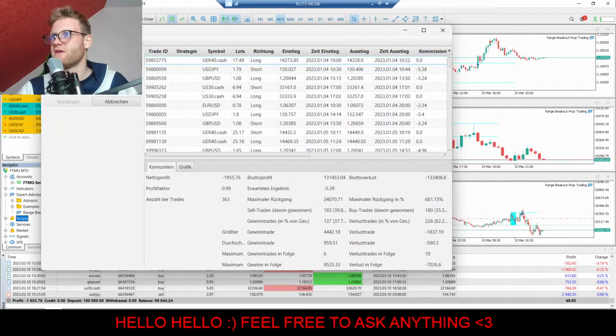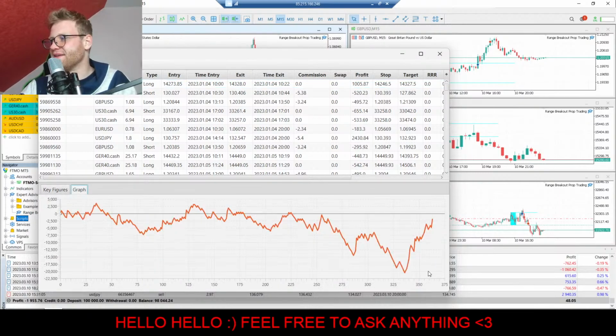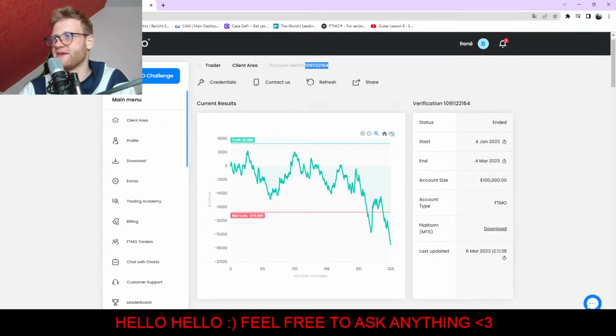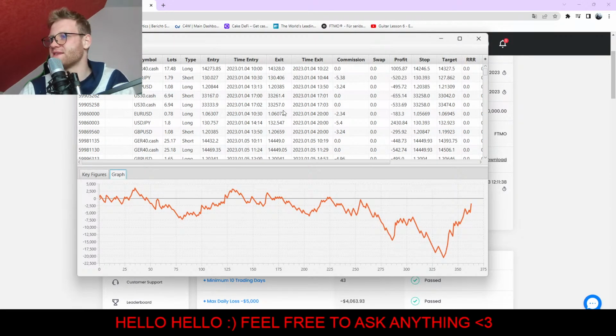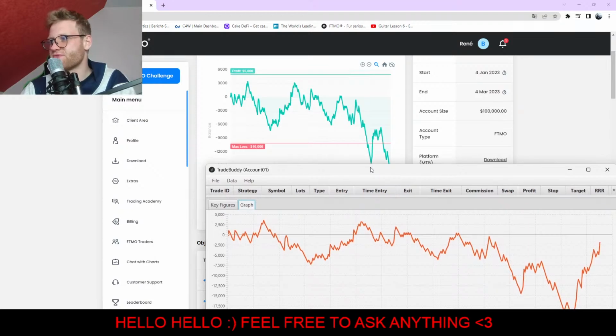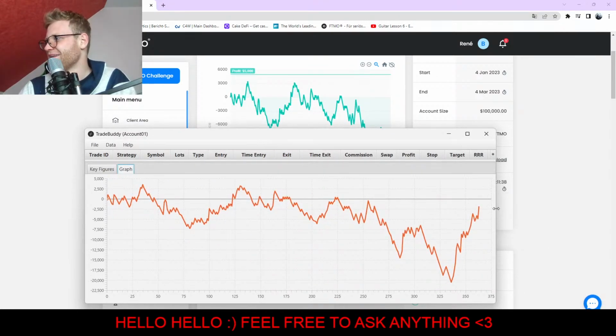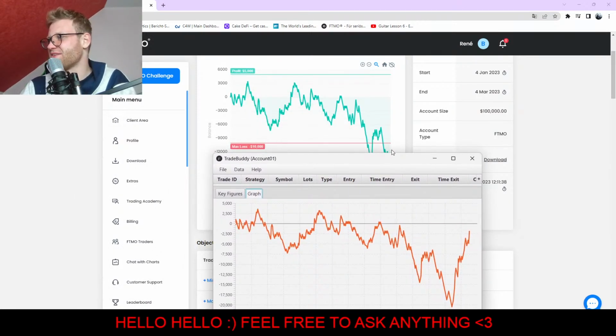I will also change the language to English. Okay, so there we go. This is the complete analysis of the range breakout EA. You can see the first part of this should look really similar, because these are the same trades and everything.